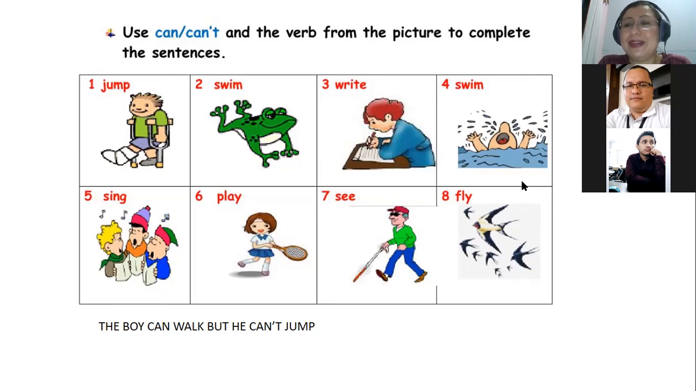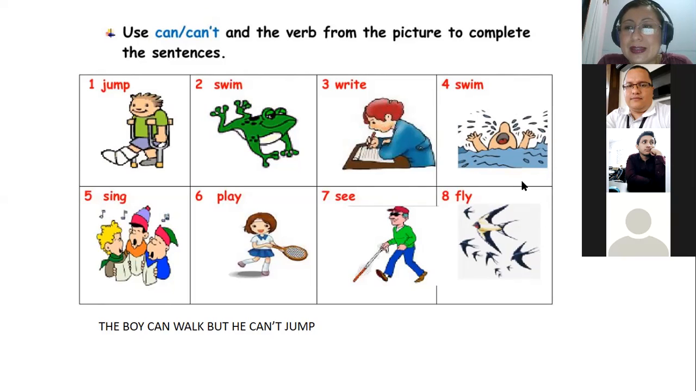Okay, excellent. Very good example. So who will continue? Carlos? Number six. She can play tennis, but she can't sing. Okay, excellent. Thank you, Carlos. Now, Vicky. Number three. She can write, but she can't draw. Okay, excellent. Very good example. Thank you, team. Thank you very much.